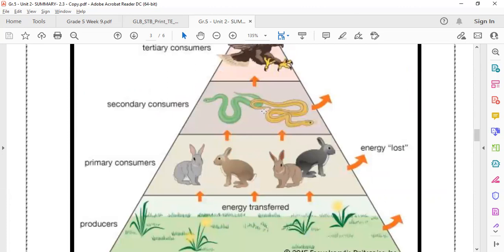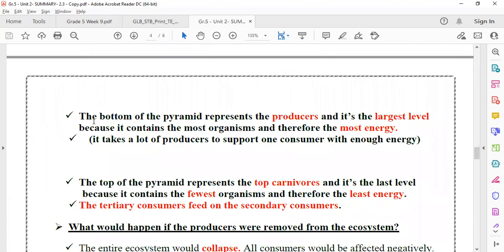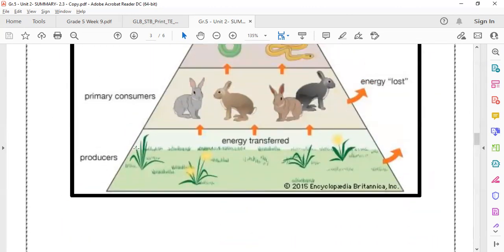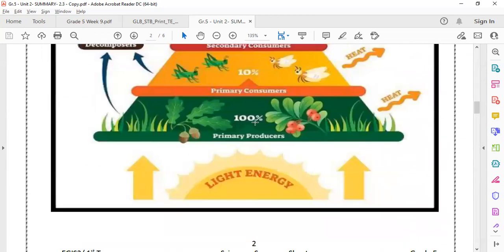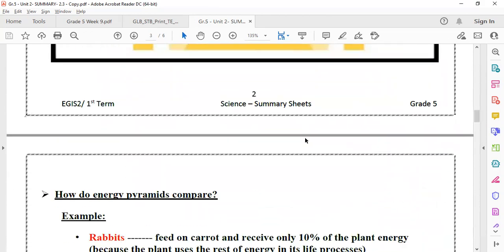So in any energy pyramid, the organisms at each level get only 10% of the energy of the previous level. Okay, as you can see in all the energy pyramids that we have seen, the bottom or the base of any energy pyramid is producers or plants, right? Okay, let's see.